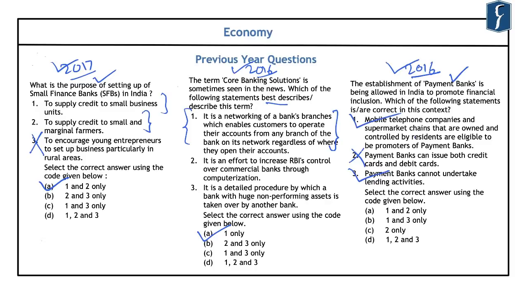Also, the first statement given here was correct, that the mobile telephone companies and supermarket chains were allowed to be promoters of payment banks, and hence the correct answer here was B, that is 1 and 3 only.